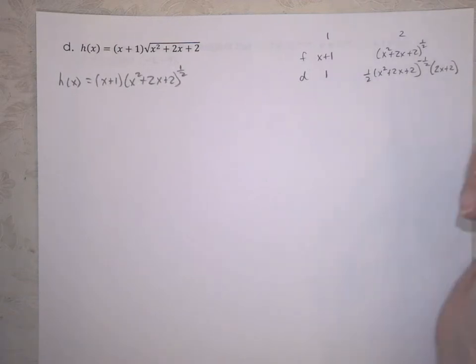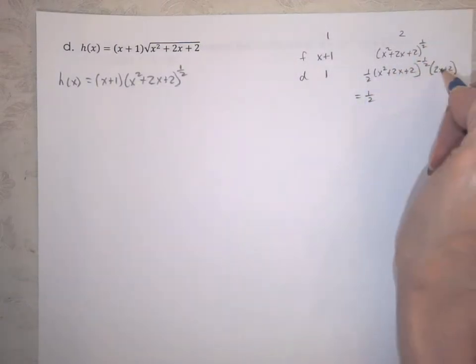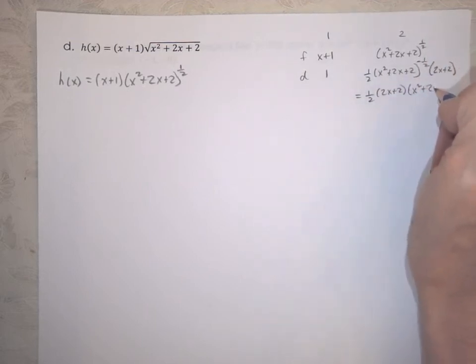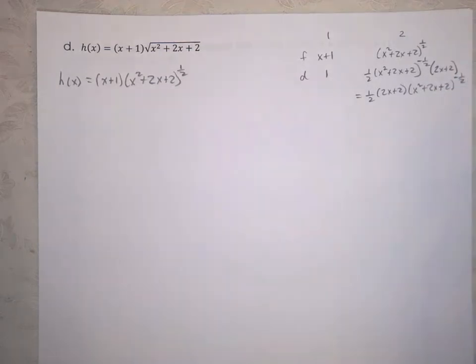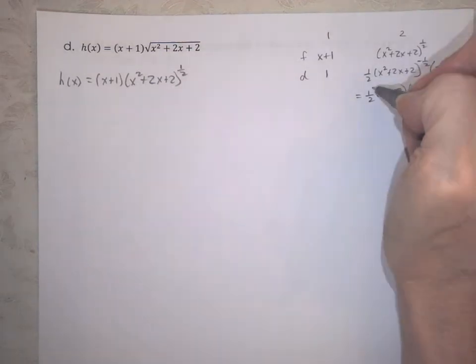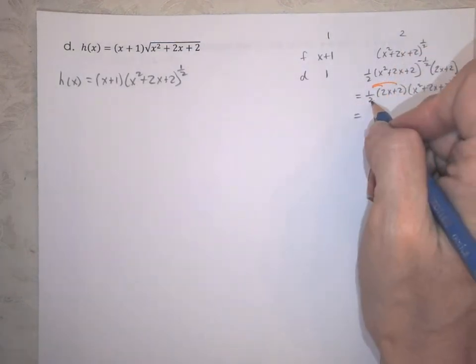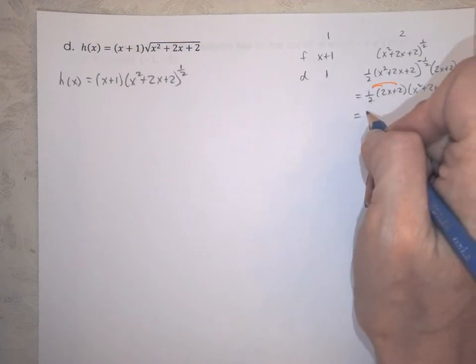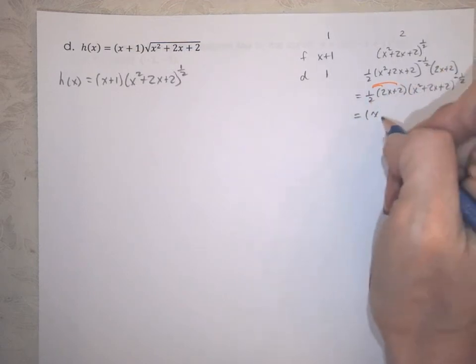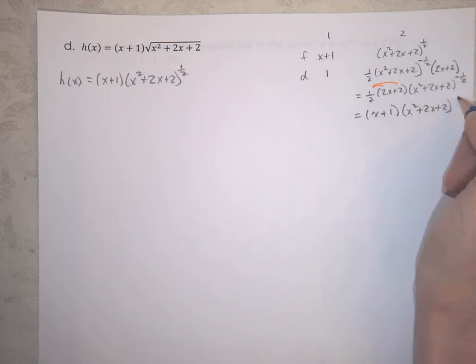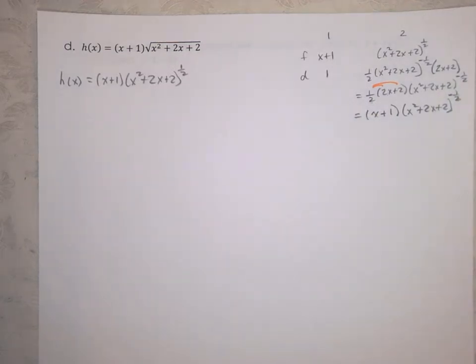Now, let me just rewrite this first. I'm going to put the 1/2 and then the 2x plus 2, and then the x squared plus 2x plus 2 to the negative 1/2. Because what you'll see is you can distribute this 1/2 in here. So I get rid of this fraction 1/2, and I end up getting 1/2 times 2x is x, and 1/2 times positive 2 is positive 1. Doesn't always work out so nicely, but in the case where it does, simplify as much as possible in your chart, so it's easier when you go to use the product rule.